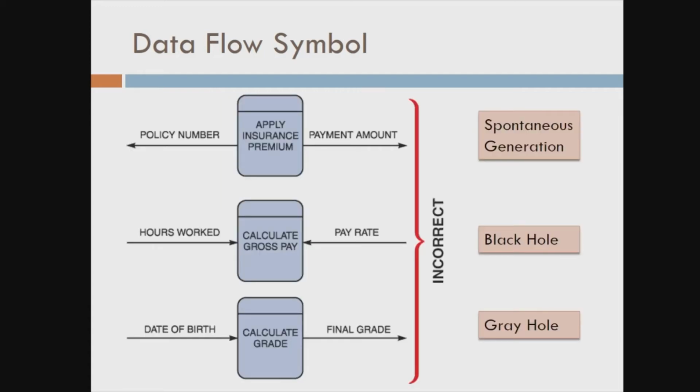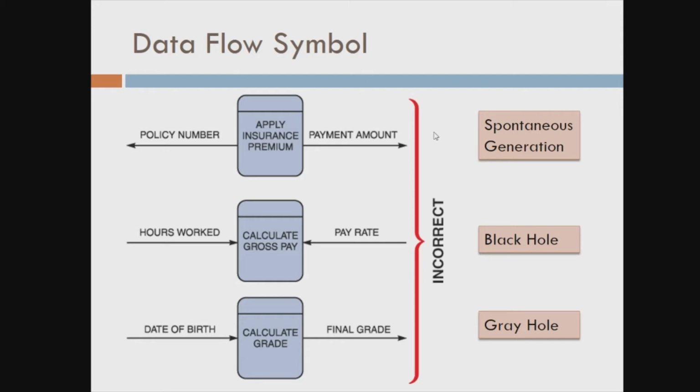The next part is the incorrect way you use the symbol for data flow. For example here, this one is from right to left, so this is incorrect. This also is incorrect, and this also is incorrect. The symbol is right, the symbol is good. However, the process is not suitable or not logical with the data input. That's why this part is incorrect.